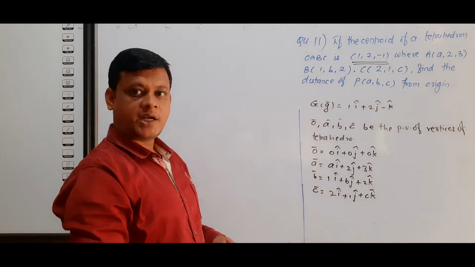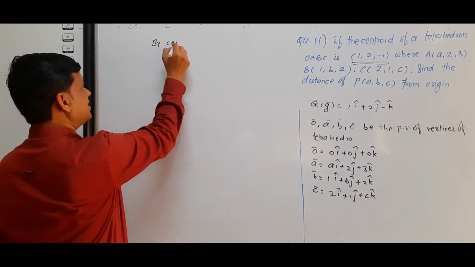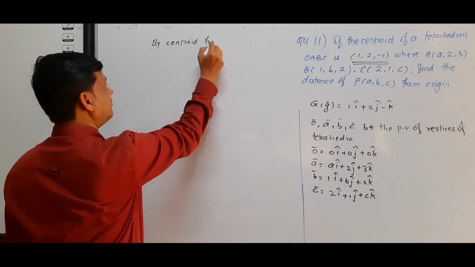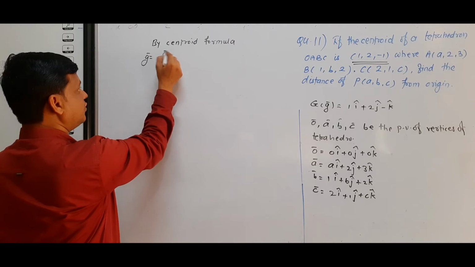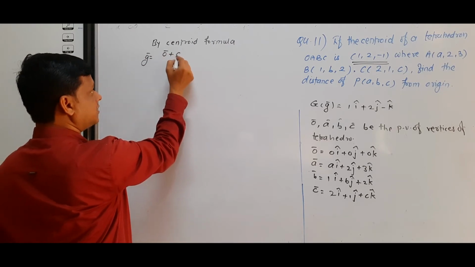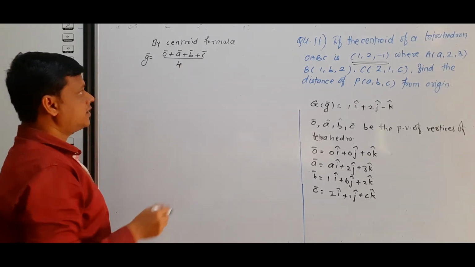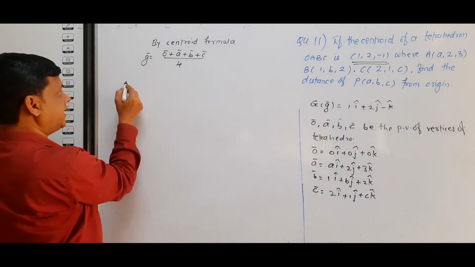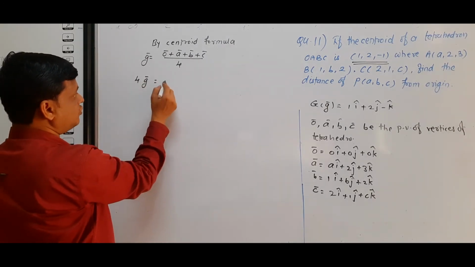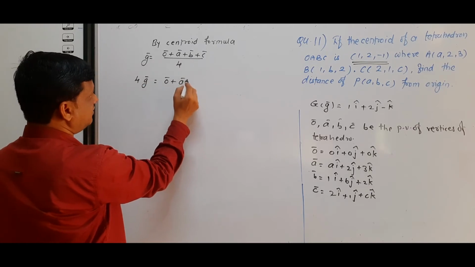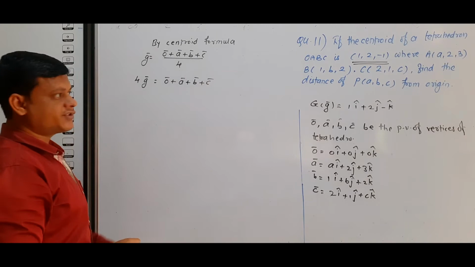So we use the centroid formula for a tetrahedron. By the centroid formula, we write here G bar equals (vector O plus vector A plus vector B plus vector C) upon 4. Now transfer this 4 to the left hand side. So we write 4 G bar equals vector O plus vector A plus vector B plus vector C. Now substitute the values.